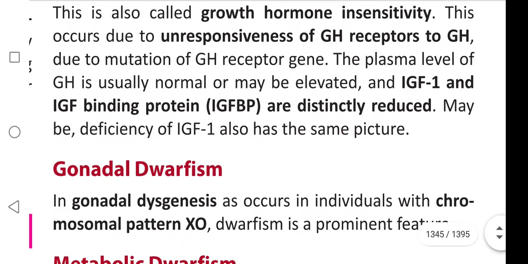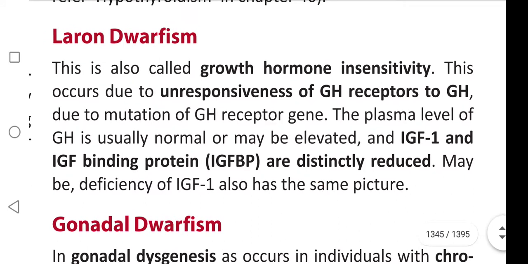Due to mutation of the growth hormone receptor gene, the plasma level of growth hormone is usually normal or may be elevated, and insulin-like growth factor 1 and insulin-like growth factor binding proteins are distinctly reduced. Maybe deficiency of insulin-like growth factor 1 also has the same picture.